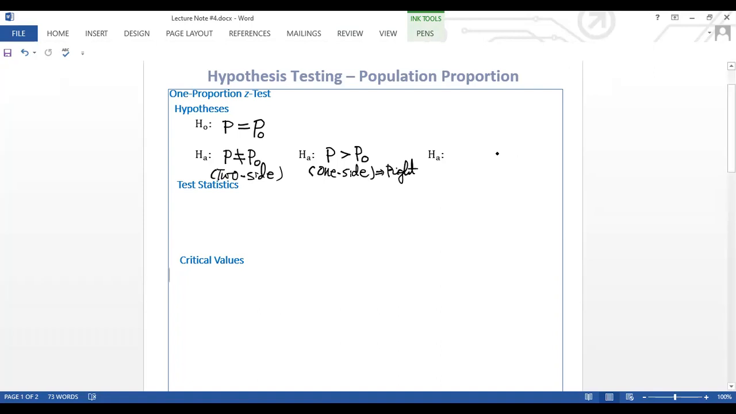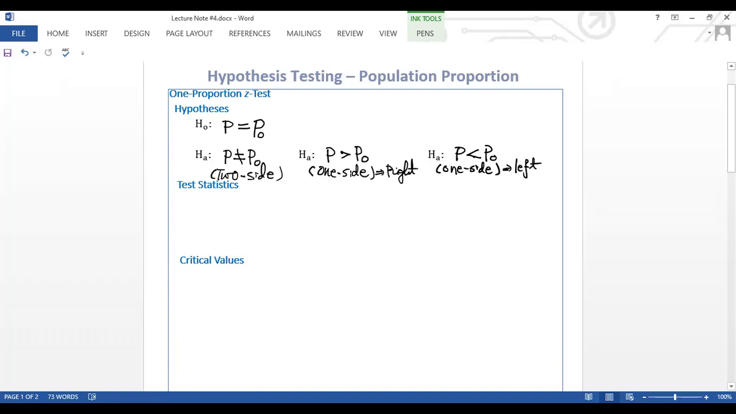Or you say, hey, I really think we educated our population and people stopped smoking, so the percent of smokers in the population is less than the 35% you told me. So what I'm testing is P less than P0, so P is less than 35%. This is also a one-side test, but because it's less than, the side I'm interested in is the left-hand side.